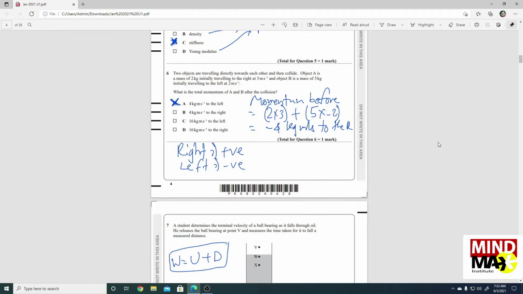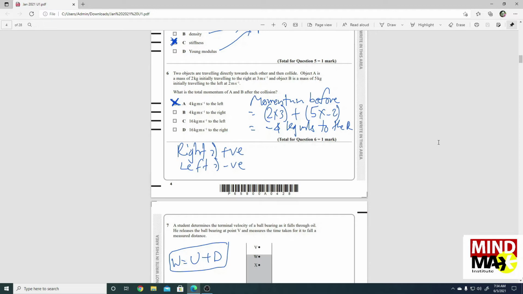In number 6, it's a basic momentum collision problem. Here they're telling us we have to find the total momentum after the collision, sorry. The momentum before the collision we can find using the information. Object A's mass is 2 and object A's velocity is 3 meters per second to the right.